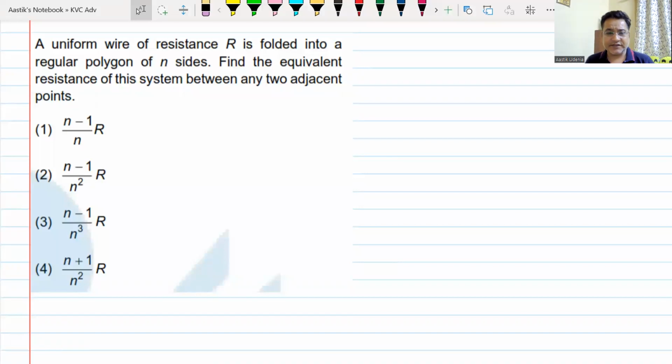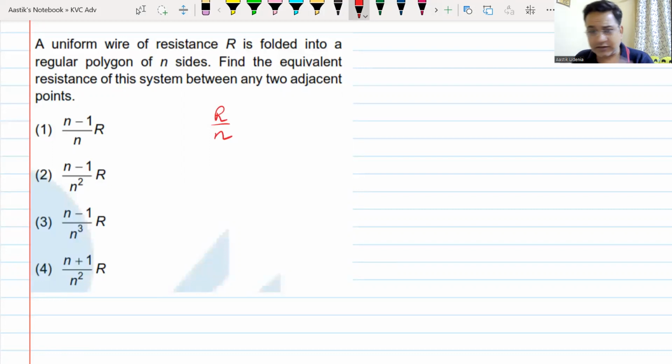A uniform wire of resistance R is folded into a regular polygon of n sides. Then the equivalent resistance of this system between any two adjacent points is? This is also straightforward, but I'll give you 1 minute to solve it. So basically, you convert it into a polygon of n sides. What will be the resistance of any one of those sides? R/n.